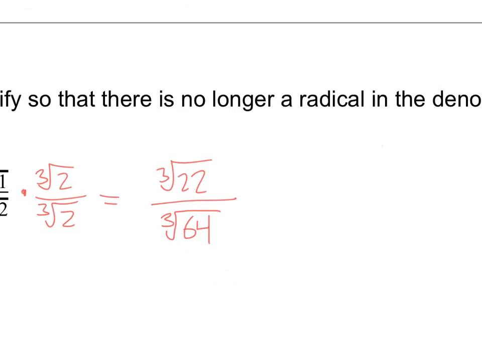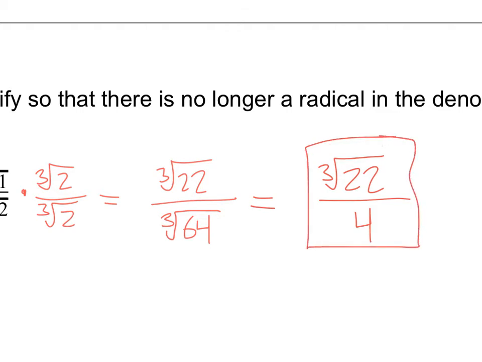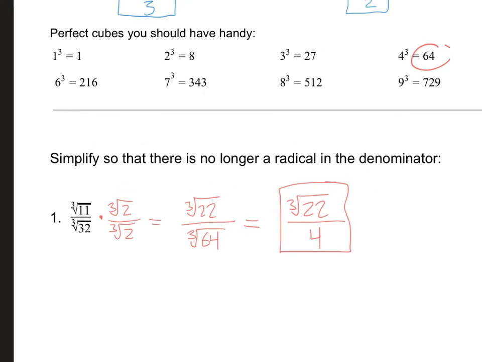So I can come back down here and say, okay, well, I don't know what the cube root of 2 times 2 is, so I'm just going to rewrite that. Remember, we can have a radical in the numerator, that's fine. But the cube root of 64 is going to be 4. That looks about as good as it gets, as simplified as it gets. So there's your answer.